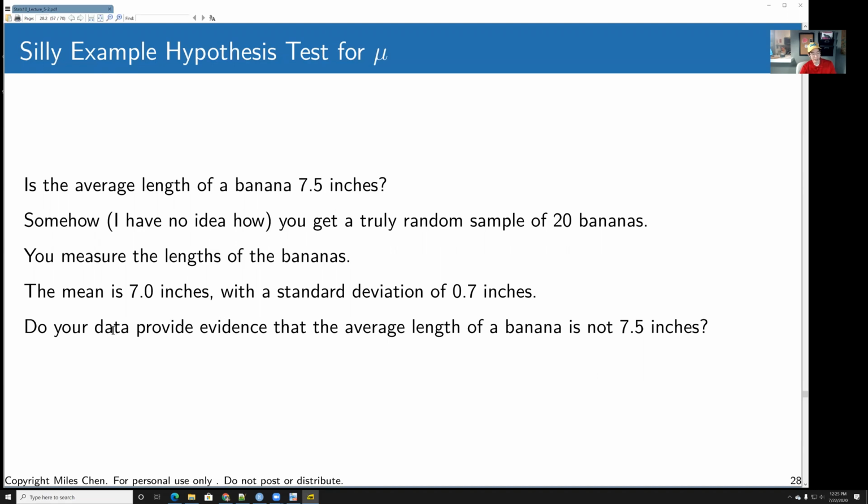And so we're going to ask, we have an average of 7 inches, and someone's claiming that the average length is 7.5 inches. Does our data provide evidence that the average length is not 7.5 inches? So the mean is 7, and the standard deviation is 0.7. Is that evidence that it's not 7.5? Okay.